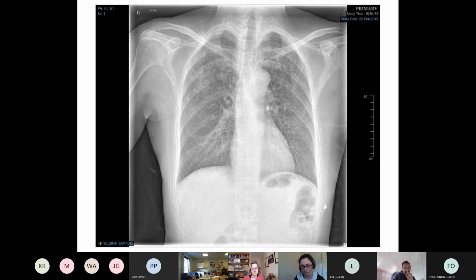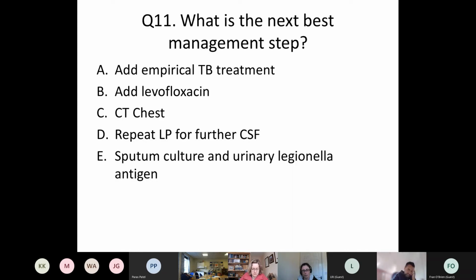This is a chest X-ray. On the face of it, you might think it's normal, but I'd be a little bit concerned about some of these interstitial-looking scarring, maybe in the upper zones, and something in the right mid zone. It's just not quite normal. What's the next best management step, do you think?